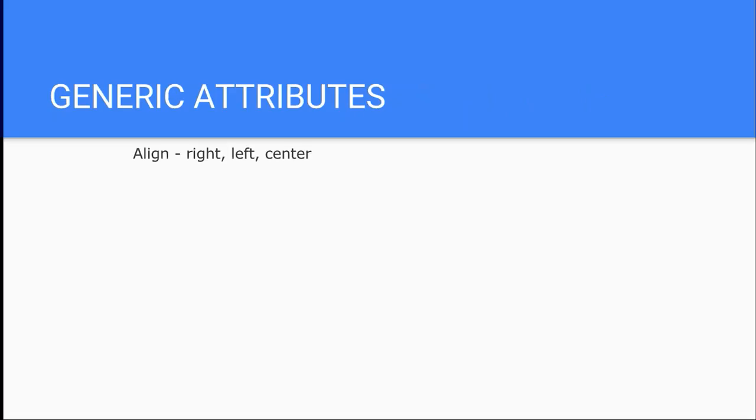And the next set of attributes are generic attributes. The first generic attribute is align. Where do you want to align the content? Right, left, or center? We already tried that example. The next one is valign. Actually, the align attribute works in a horizontal direction, but valign works in a vertical direction. It aligns tags with the content: top, middle, or bottom.